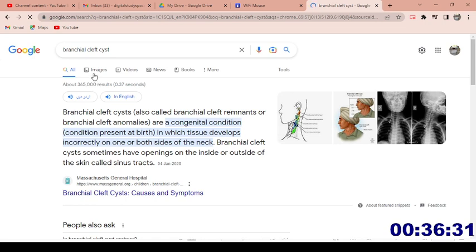Okay, so let's see the image. Just give me a second. It's loading.